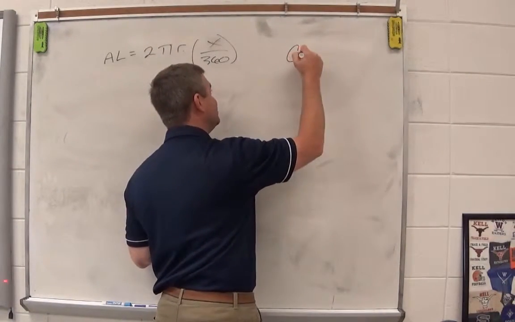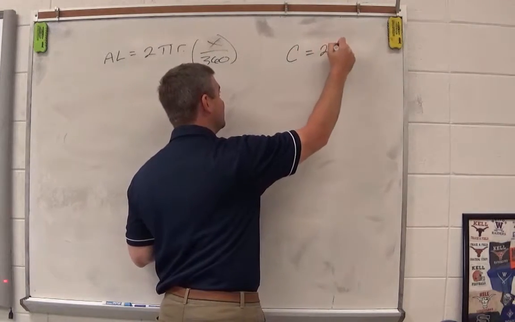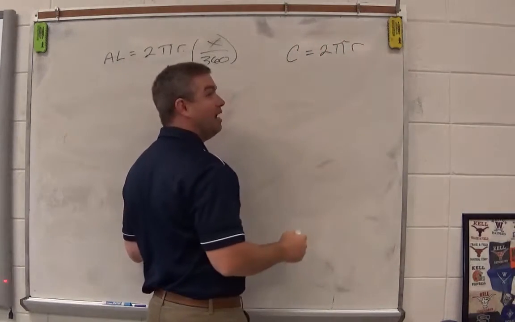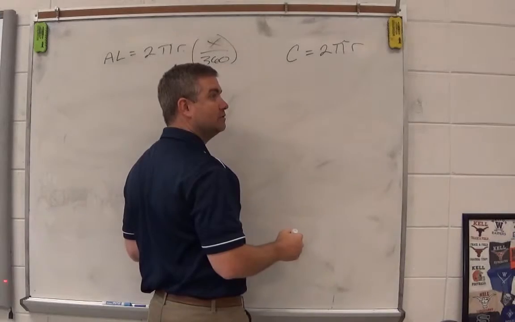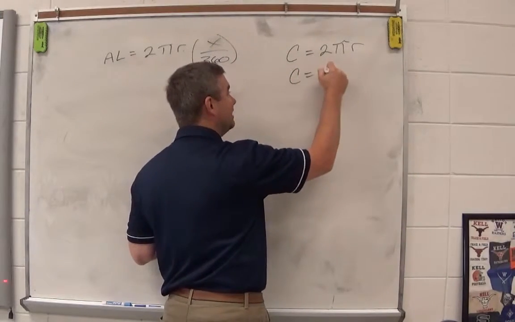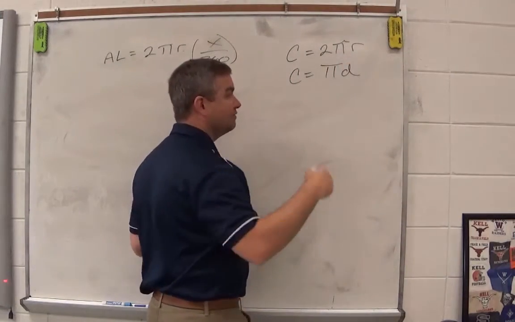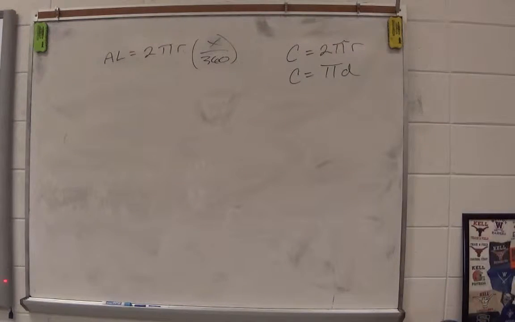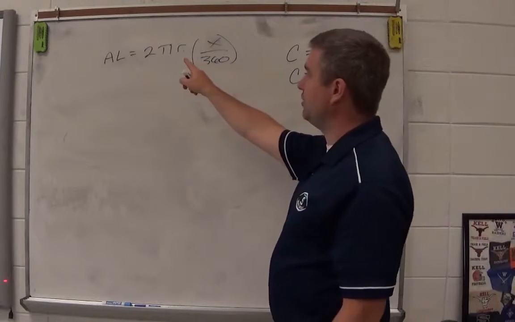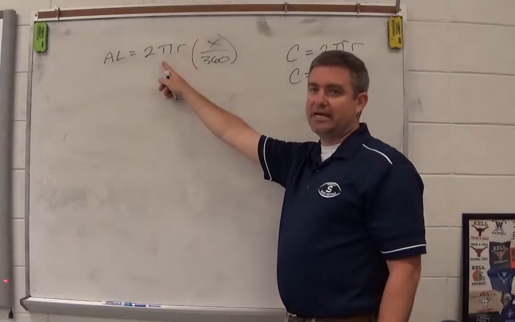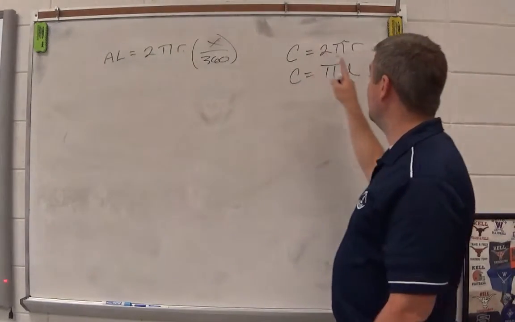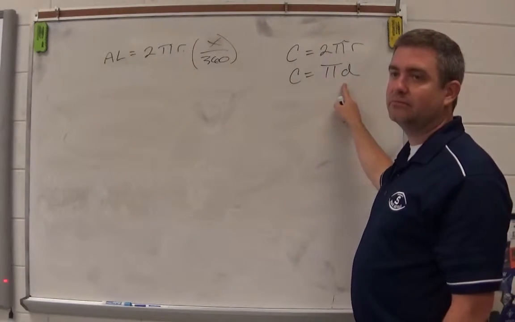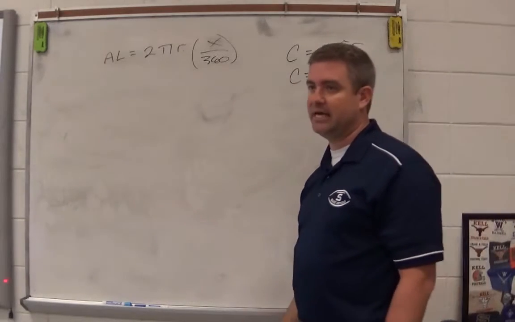I need to remind you that the circumference formula can either be 2 pi r or what else? Pi times what? Diameter. So if they give you the diameter, you use pi times diameter. If they give you the radius, you use 2 pi r. Typically, they give you the radius, so the formula that I plug in to the arc length formula is right here. But this could also be pi times diameter. Okay, go ahead and copy this formula down.